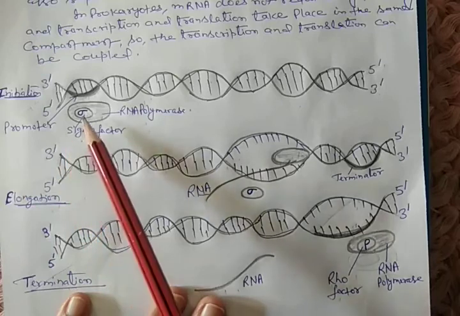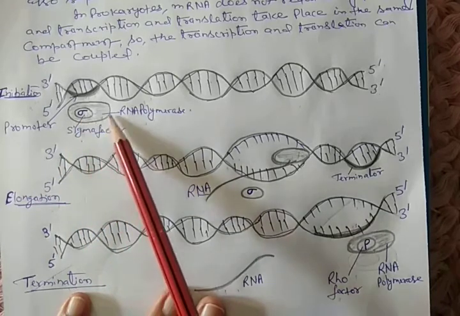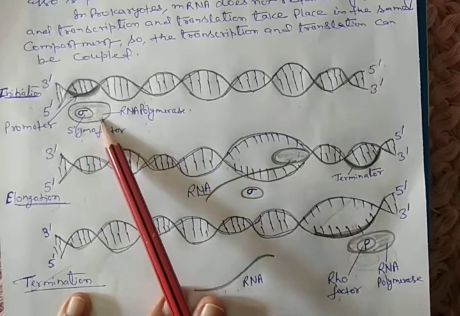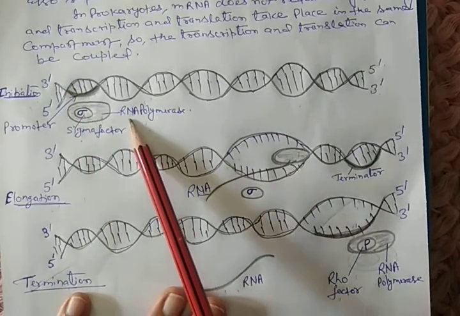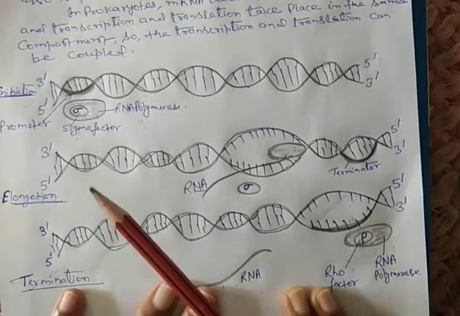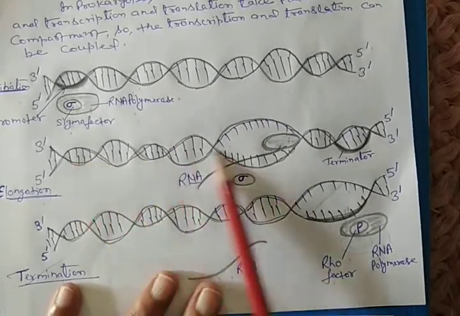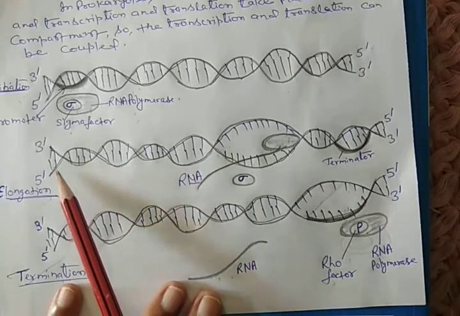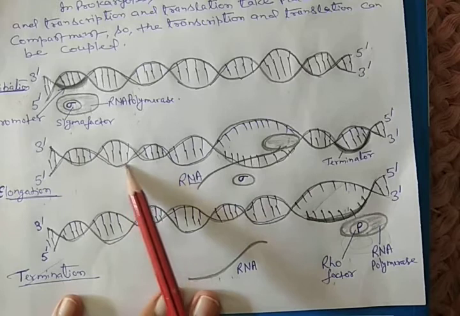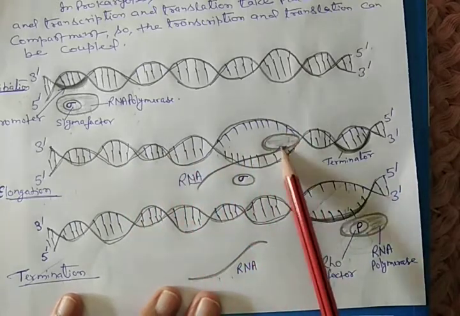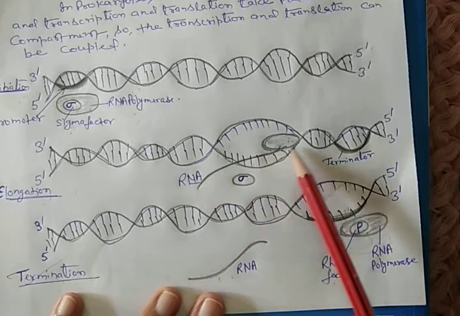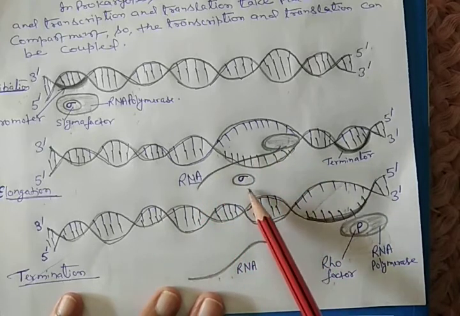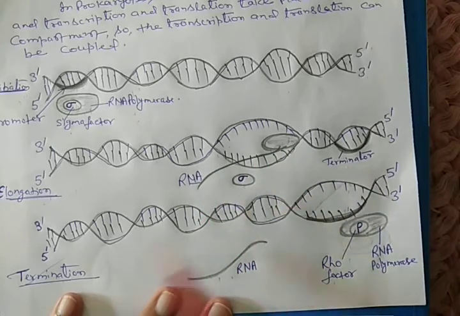The sigma factor is only transiently, or temporarily, associated with the RNA polymerase and helps in the initiation process. After that, the RNA polymerase takes part in the elongation of the RNA strand, and gradually moves along this template strand. So this is the RNA polymerase and it causes the synthesis of the RNA strand. The sigma factor is separated, you can see.